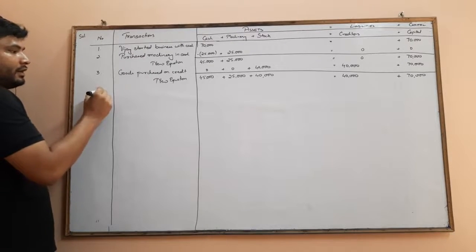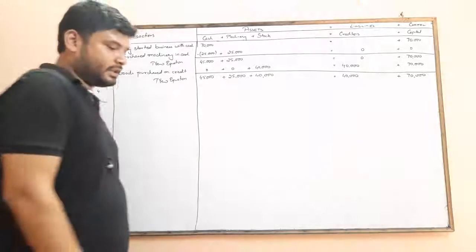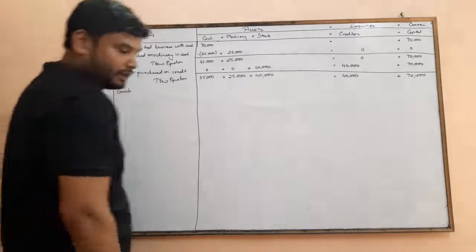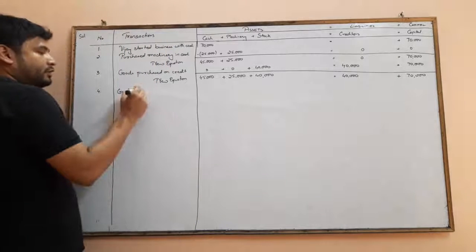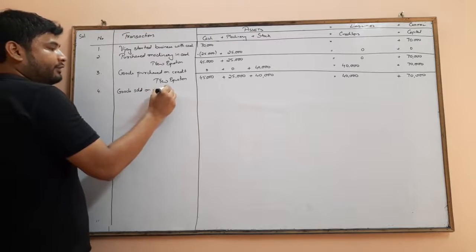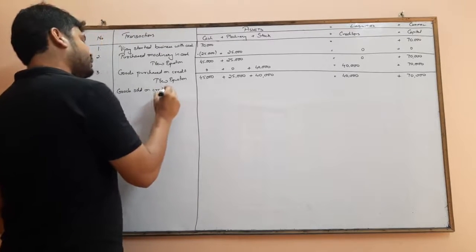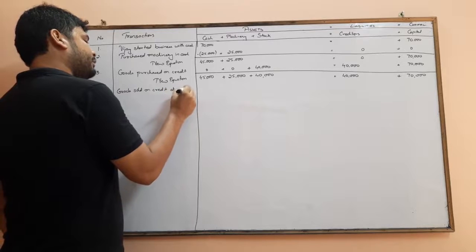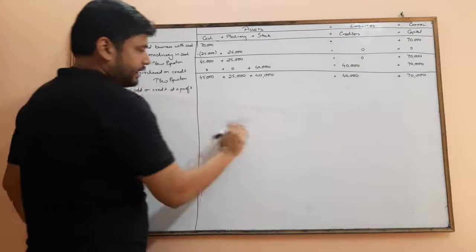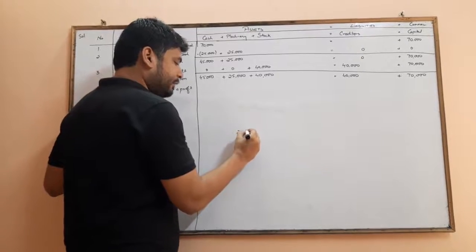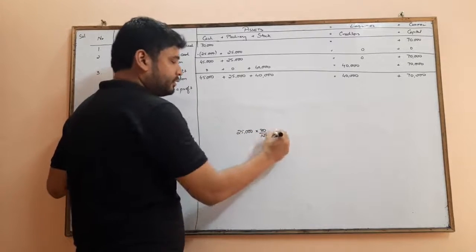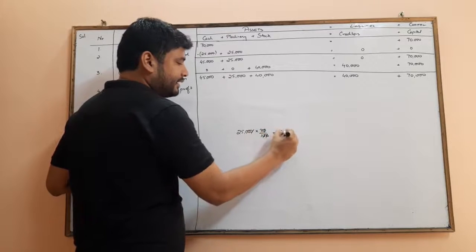Okay. Point number 4. Now point number 4 says goods costing rupees 25,000 sold on credit. Goods sold on credit at a profit of 30%. Now I can do the calculation over here only. On 25,000 I earned 30% profit, so 30 by 100, how much will be the profit? It will be 7,500.